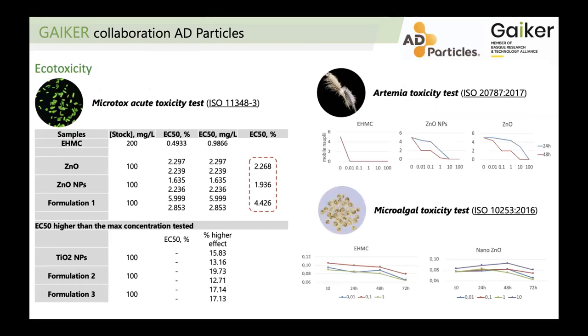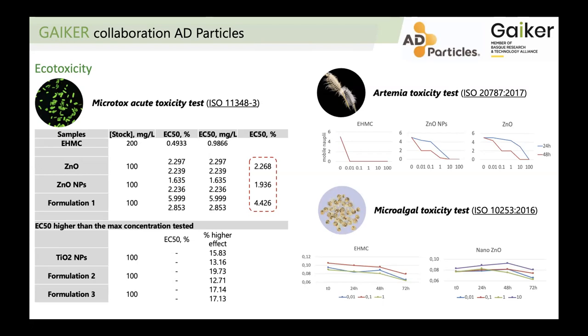Concerning the ecotoxicity experiments, you can see on the left-hand side the results of the Microtox acute toxicity test. Again, zinc oxide bulk and zinc oxide nanoparticles were quite toxic, and also formulation number one. Formulation number one contains zinc oxide, so you can see relatively high toxicity of these metals. The other formulations, number two and three, didn't show any toxicity to these organisms, and neither did titanium dioxide.